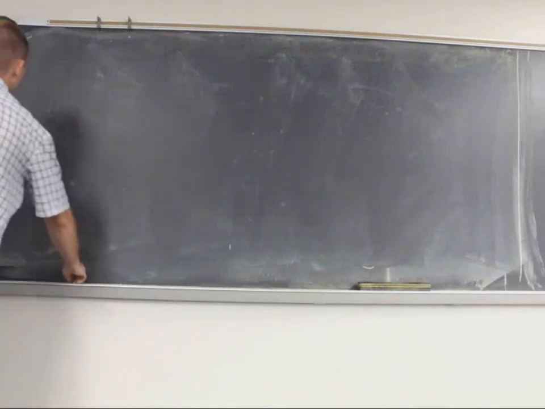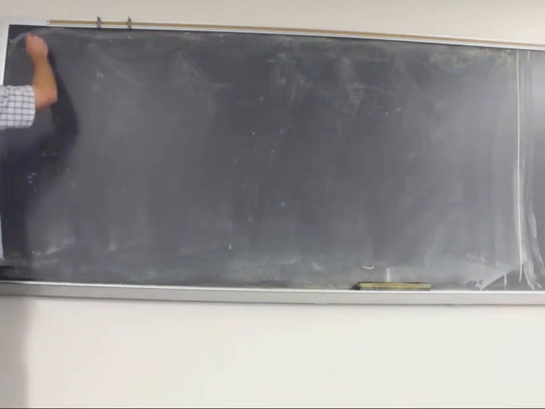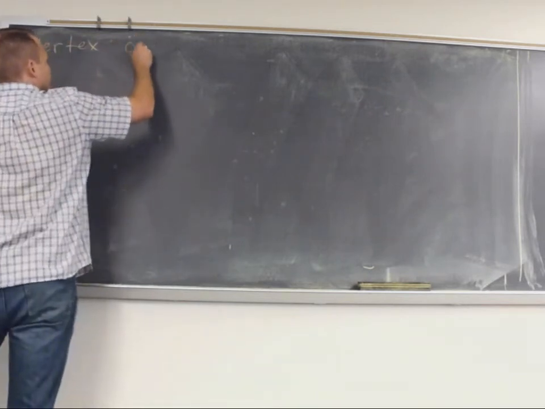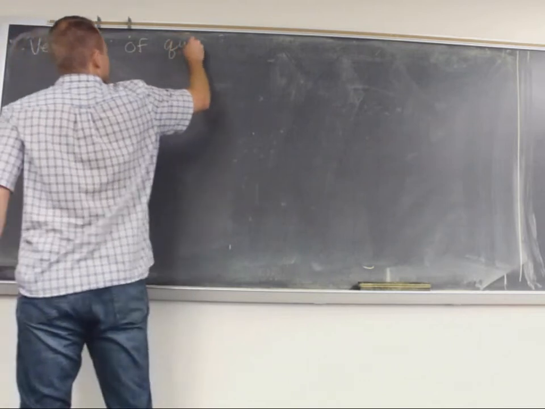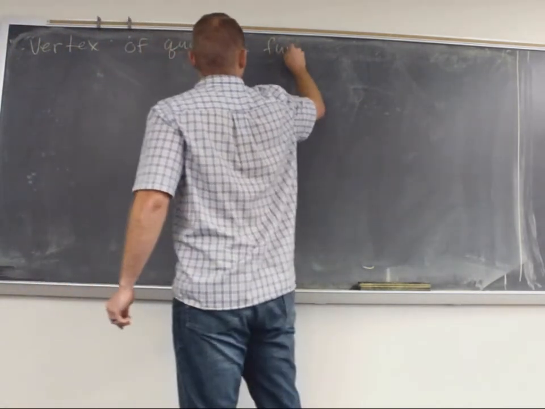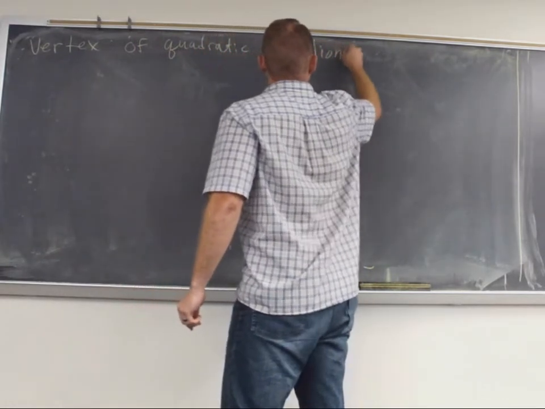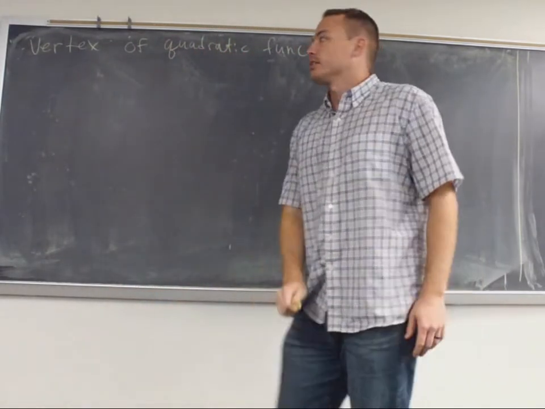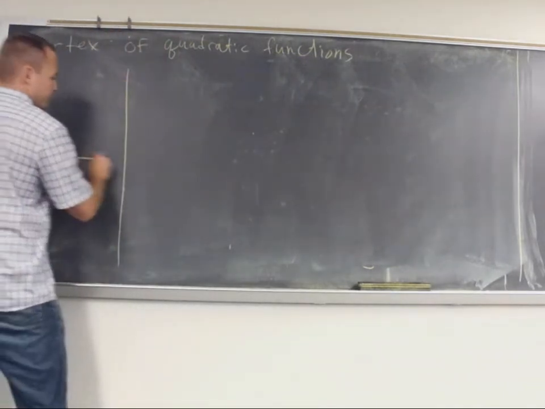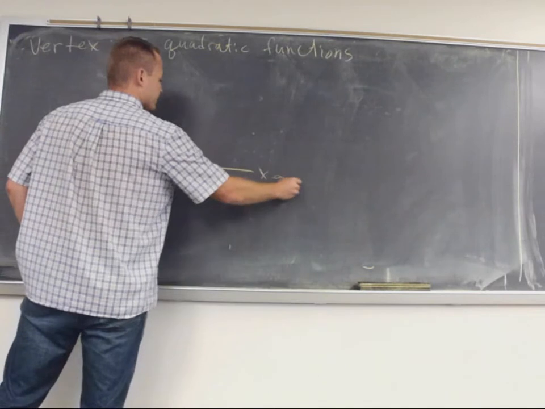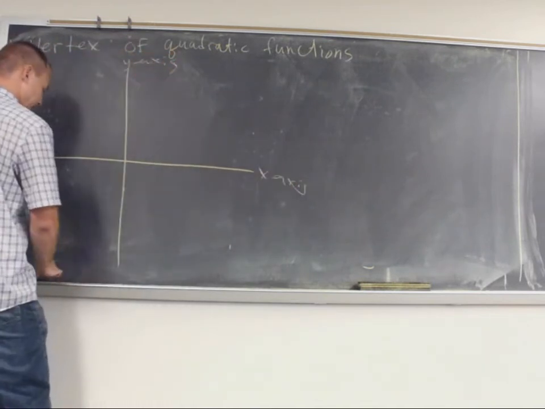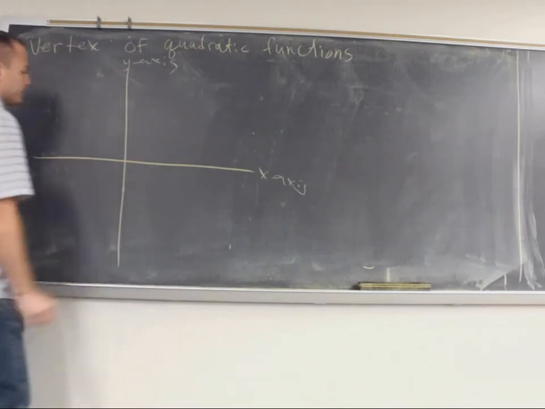All right, let's look at the vertex of quadratic functions. And we're going to look at two types of quadratic functions. Let's look at a graph first before we get into how to find them. So here's your x-axis and y. And let's say we have a graph that looks like this.